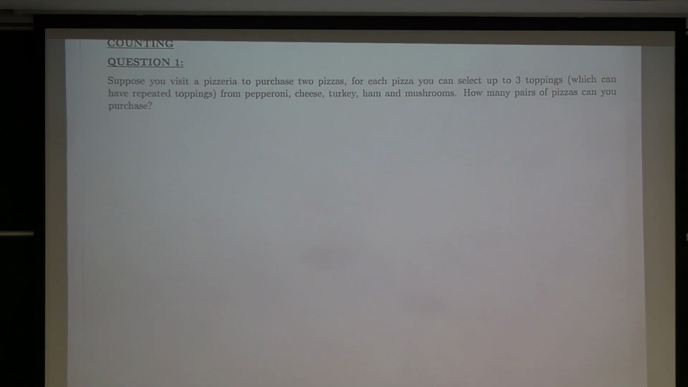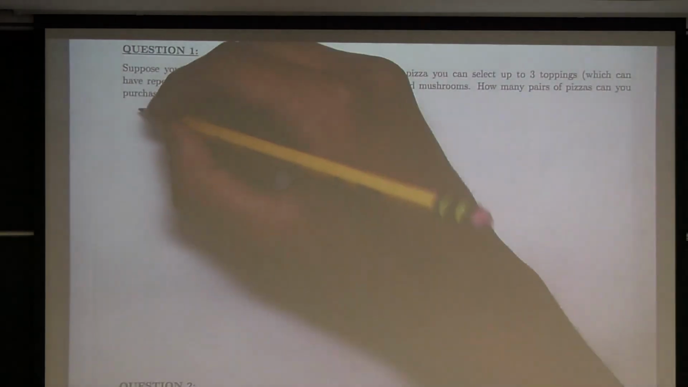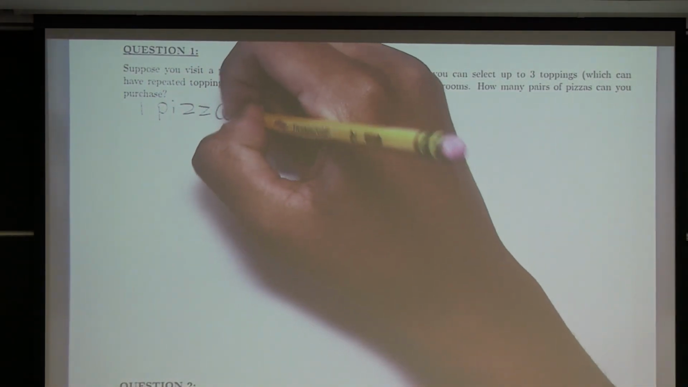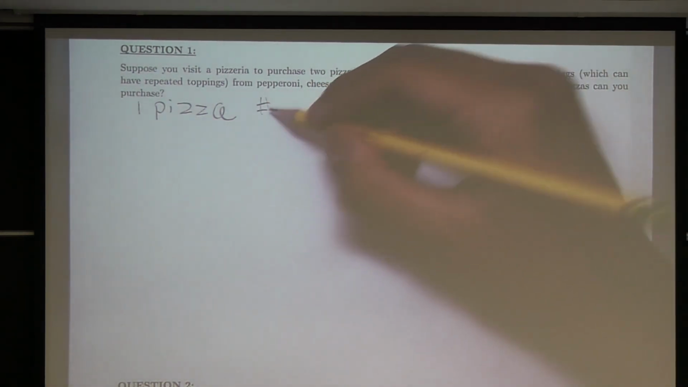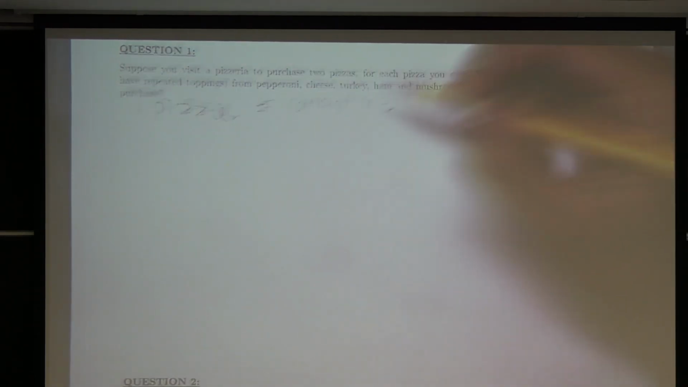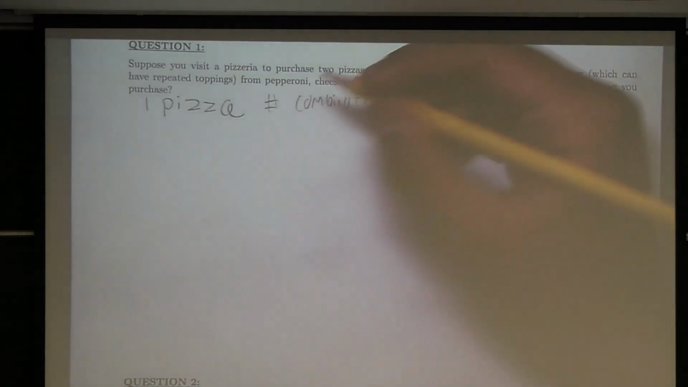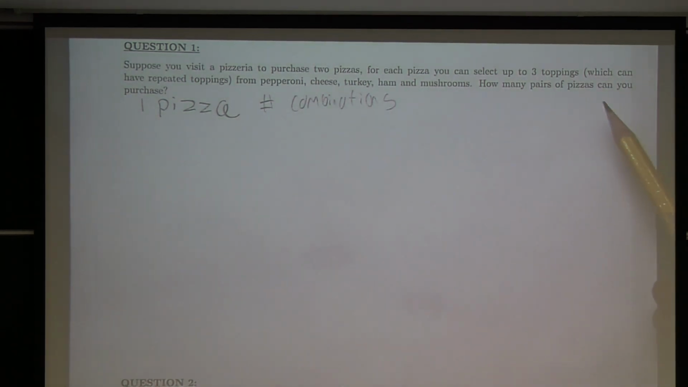So we were given 2 pizzas. Let's start with just 1 pizza at first. So with 1 pizza, we'll find a number of total combinations, and then we'll move on to 2 pizzas. So we'll split this into cases. The question stated that we can get up to 3 toppings.